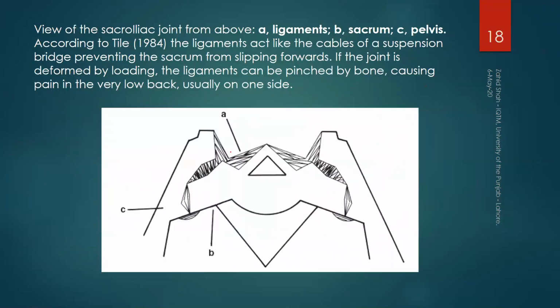You can see here different ligaments. A is showing the ligaments, C is your pelvis, and B is the sacrum. If these ligaments get damaged, that is one of the injuries related to the backbone, because these ligaments stabilize this joint. So one of the injuries related to the lower back is some damage to these ligaments.